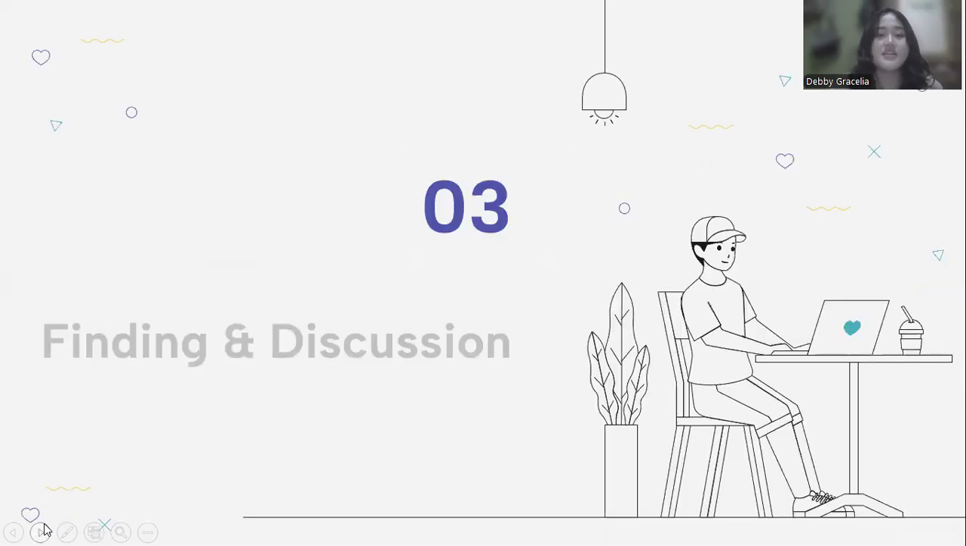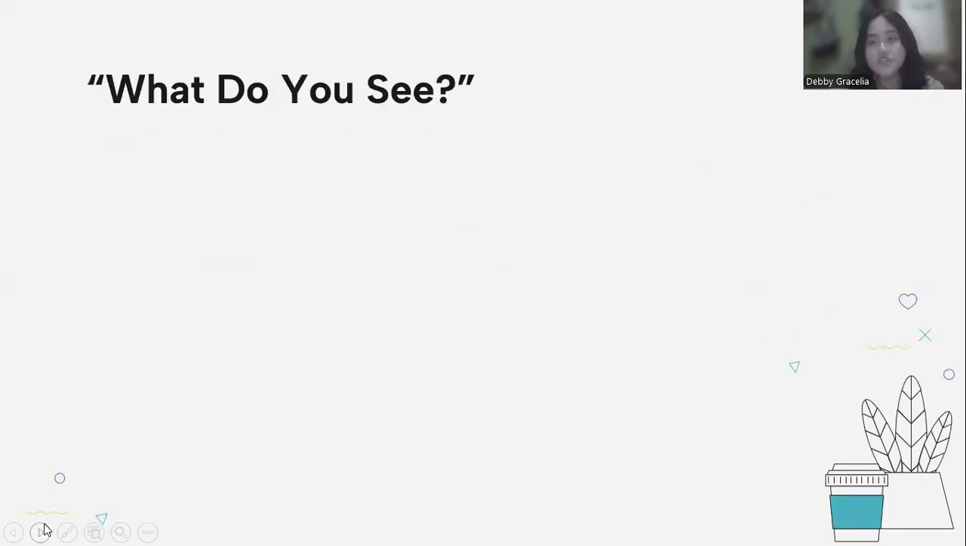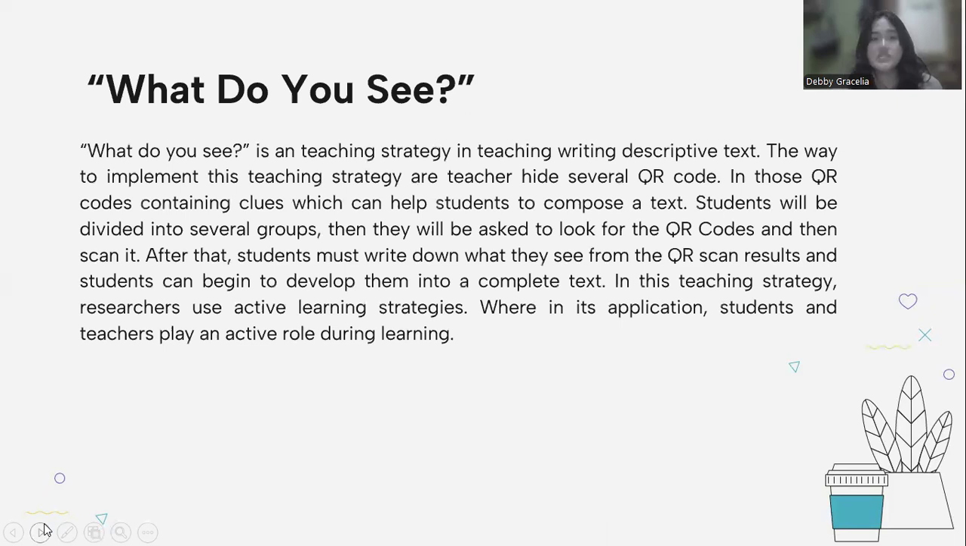Next, let's move to the finding and the discussion. Before we start the finding, I think it will be better if we know what is What Do You See? What does it mean? What Do You See is a teaching strategy. In teaching writing descriptive text, the way to implement this teaching strategy is that the teacher hides several QR codes, and those QR codes contain clues which can help students compose a text.